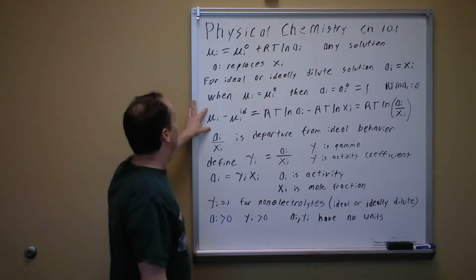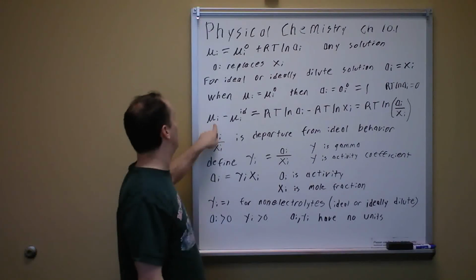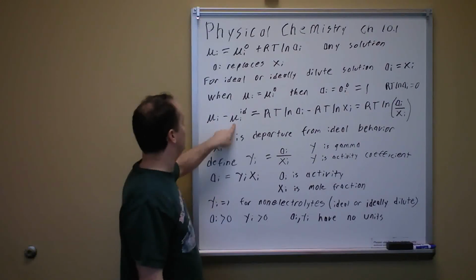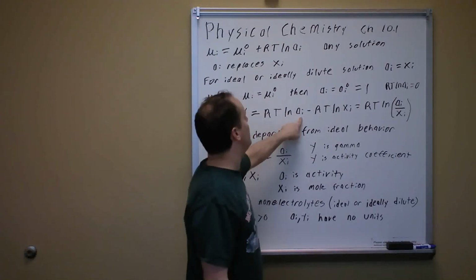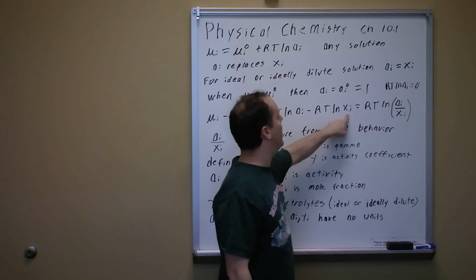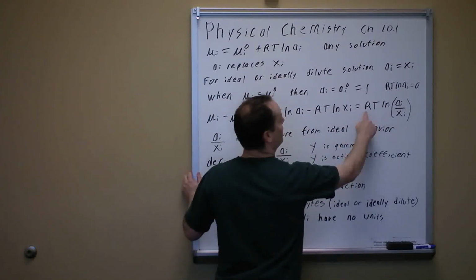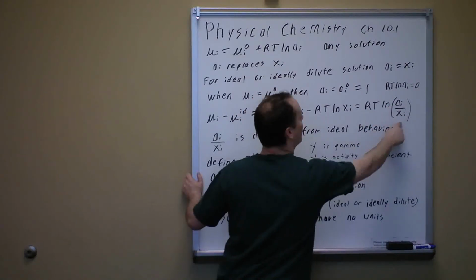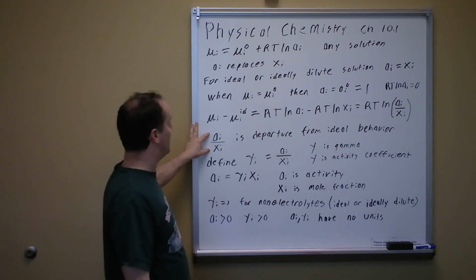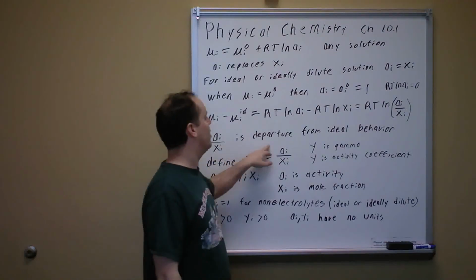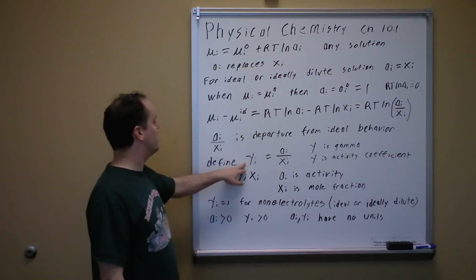Now, we can take those two differences and subtract them. The mu I, the chemical potential of I, minus the chemical potential of I ideal, will give us RT natural log of the activity minus RT natural log of the mole fraction. Now, using the rules of logarithms, that's going to give us RT natural log of the activity divided by the mole fraction. So this ratio here, the activity divided by the mole fraction, we're calling our departure from ideal behavior. Now we're going to define gamma to be that ratio.